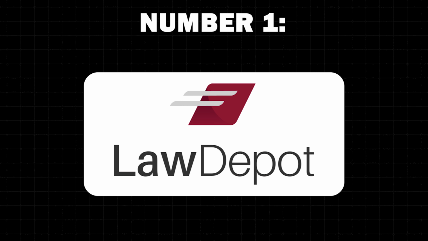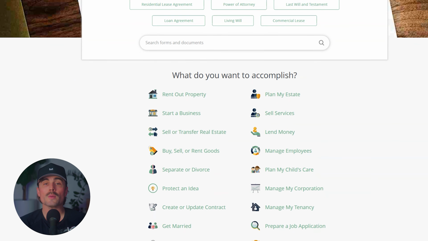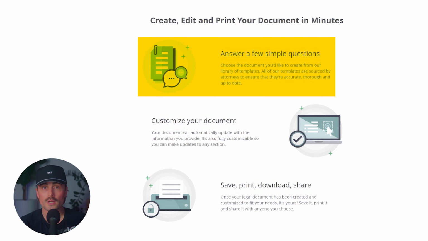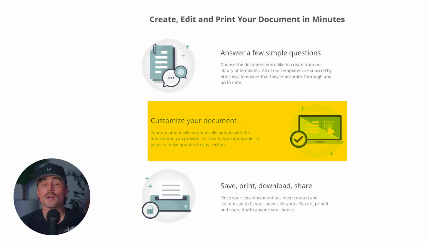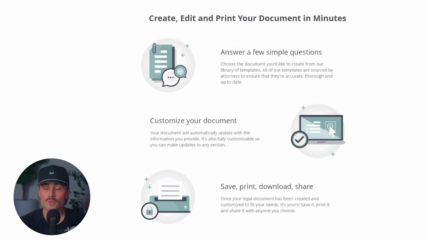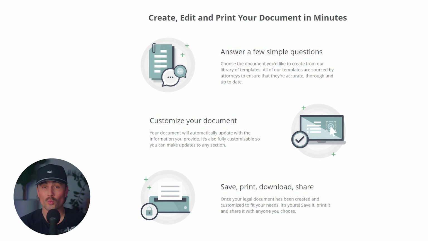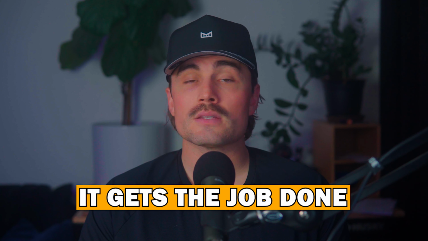Number 1, LawDepot. LawDepot is one of the simplest ways to generate an NDA quickly. Here's why people like it. They have a step-by-step questionnaire, it generates state-specific agreements, and they have a free trial option. It comes out in a clean, downloadable PDF. So this is a great option if you just need a straightforward NDA fast. It's simple, it works, and it gets the job done.